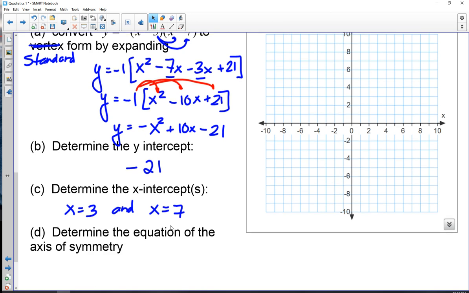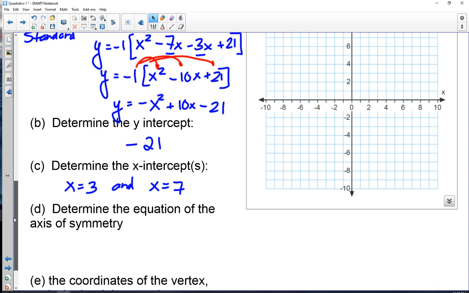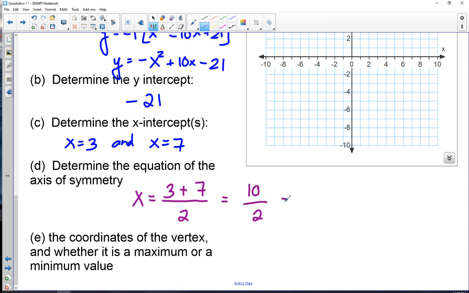And now for D, once we have the x-intercepts, we can figure out the equation of the axis of symmetry, because we know that the axis of symmetry is always halfway between the two x-intercepts. So to figure out that axis of symmetry, we're going to take the first x-intercept 3, add it to the second x-intercept 7, and divide by 2. So 7 plus 3, 10 divided by 2, we end up getting 5. So the axis of symmetry is x is equal to 5.